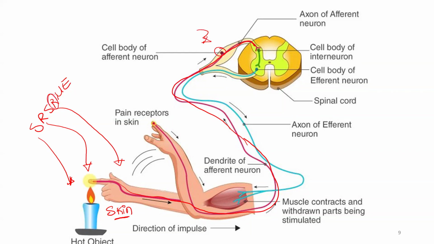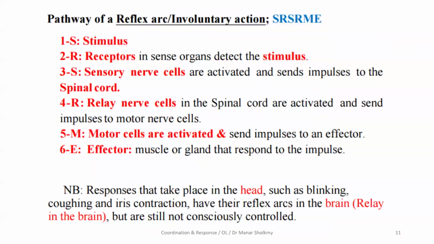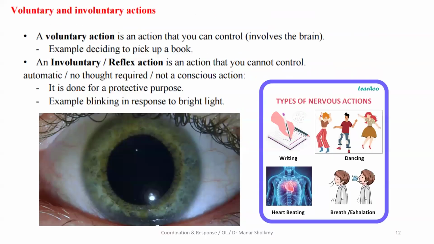And then R is the activation of the relay nerve cell. Here is the relay. M is the activation of the motor nerve cell. And then E is the effector, which is the muscle or the gland that will produce a response. And this is the simple picture, the one that I used with you in class. Okay, this is what we talked about.